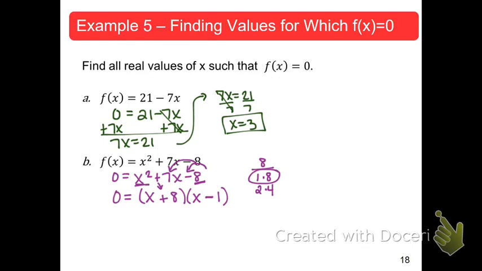Now, this is 0 is equal to that. Remember, when two things are being multiplied, you can individually set them equal to 0. So I can set the first one equal to 0, and my second parenthesis equal to 0, and solve. So here I get x is negative 8, and here I get x is positive 1. So there's my two values of x that make that true.